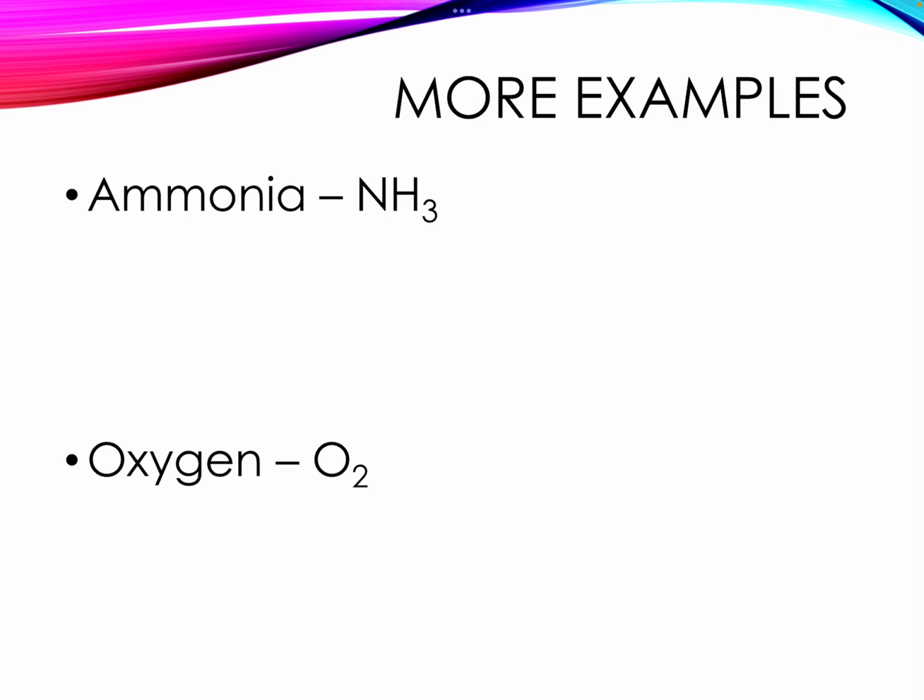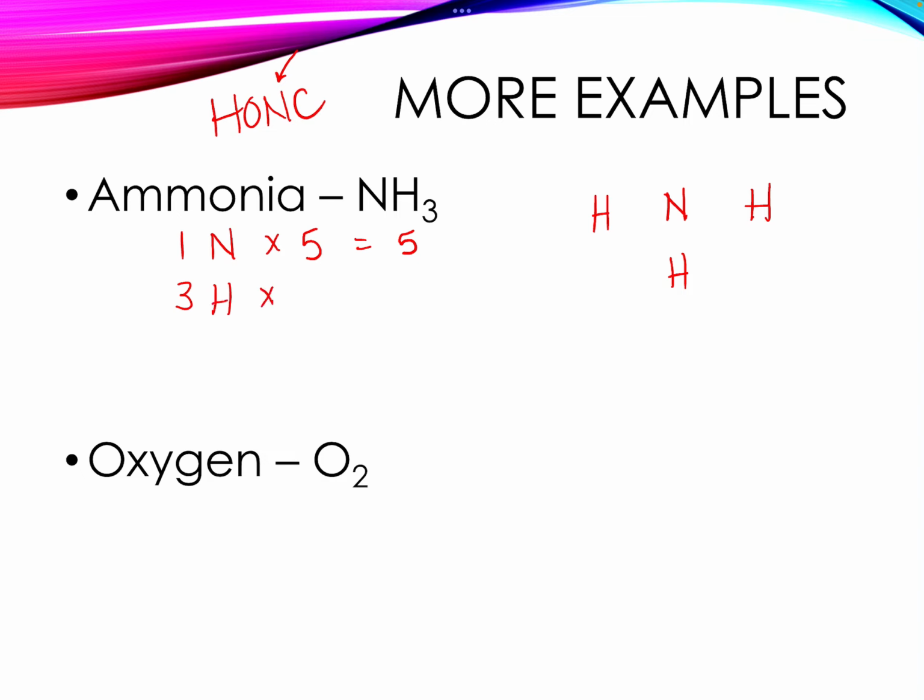All right, let's try some more. So this is ammonia. Again, remember the honk rule. Nitrogen will go in the middle because nitrogen can make 3 bonds, whereas hydrogen can only make 1. So we'll put nitrogen and then our 3 hydrogens. It doesn't matter which side you put the hydrogens on, just space them around. So now we'll count up our total valence electrons. We have 1 nitrogen, and each nitrogen has 5 valence electrons, so we're getting 5. And then we have 3 hydrogens, each with 1 valence electron, so 3 from there.